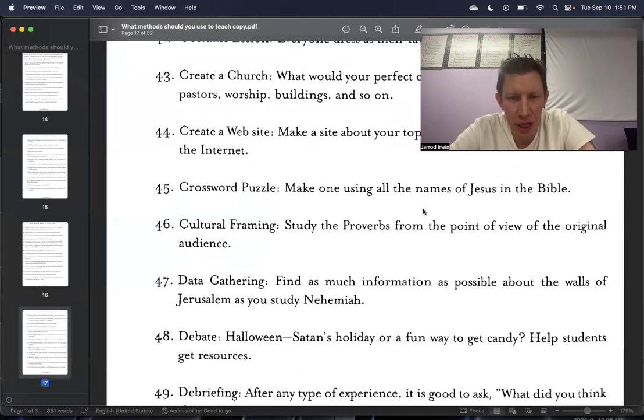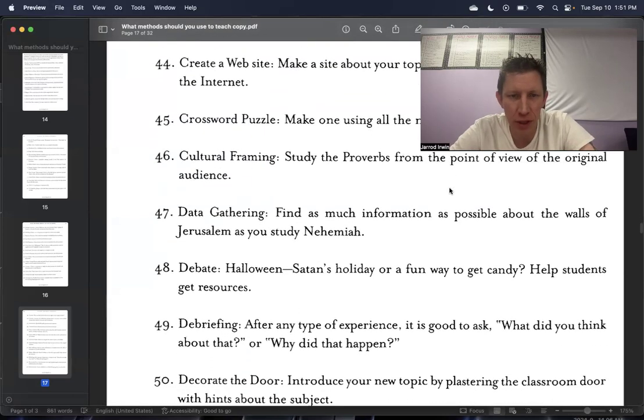That would be a little bit of a challenge. Cultural framing. Study the Proverbs from the point of view of the original audience. So, okay, that's hopefully. Data gathering. Find as much information as possible about the walls of Jerusalem as you study Nehemiah.